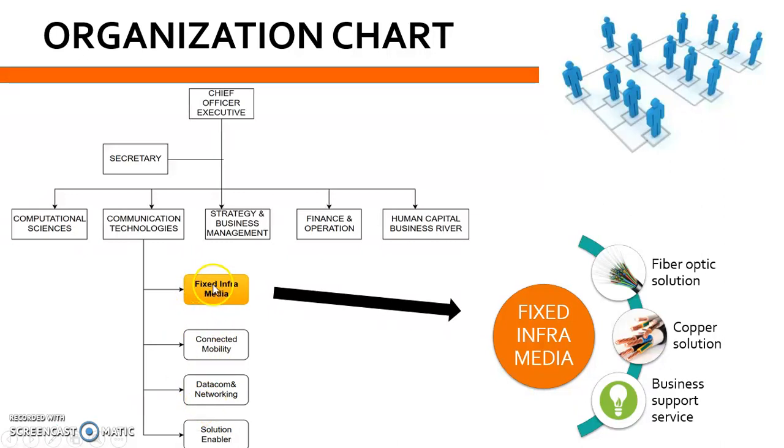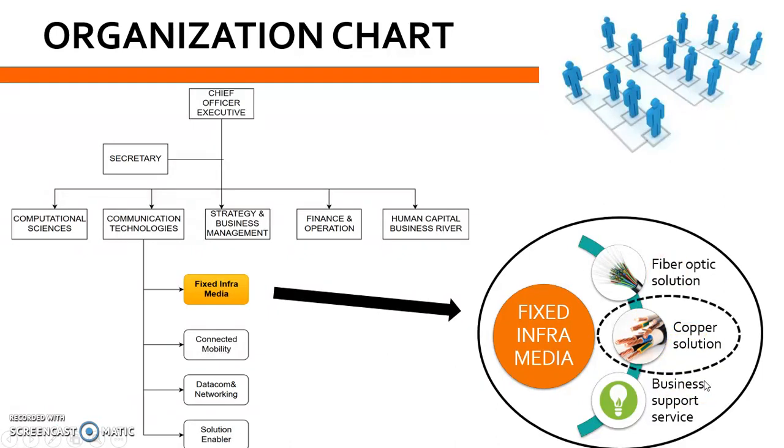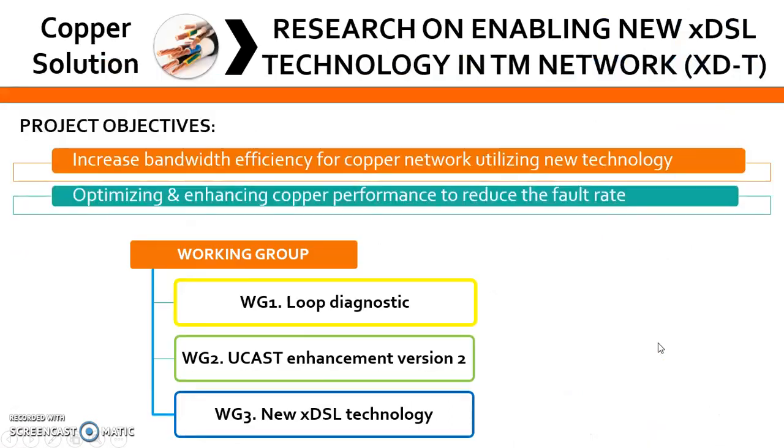Inside the fixed infra media, they classify into 3 parts. The first one will be the fiber optic solution. The second one is the copper solution, and the third one is the business support service. And I'm assigned to the copper solution throughout the 10 weeks internship program. One of the researches that I got involved in during my internship program is a research on enabling the new XDSL technology in the TM network. It's basically used for the copper solution.